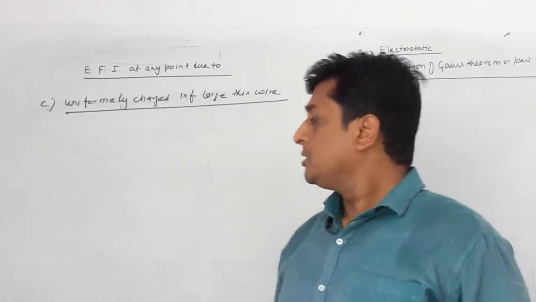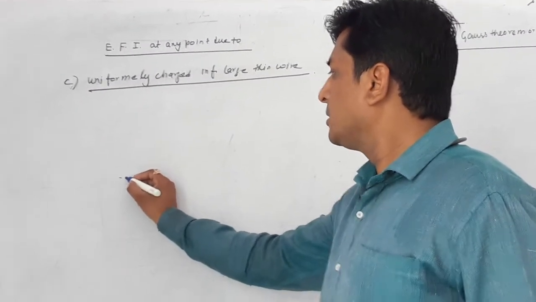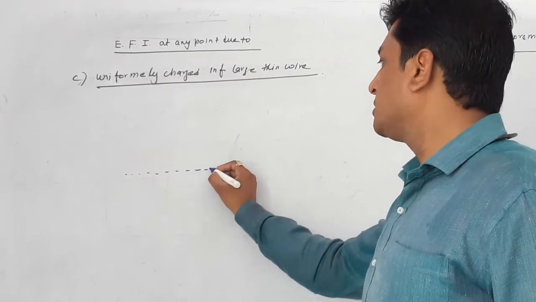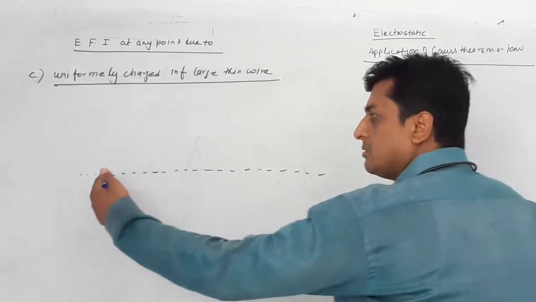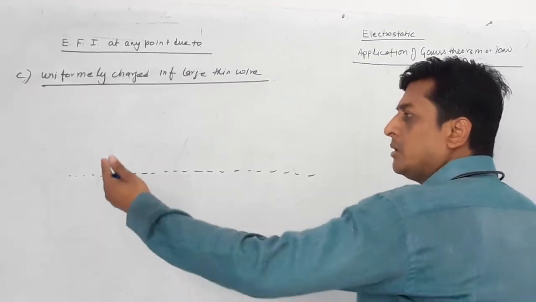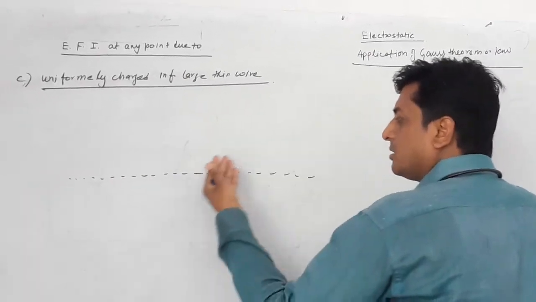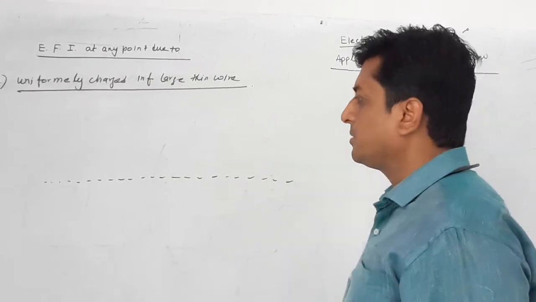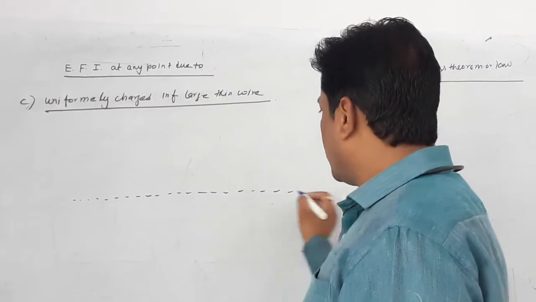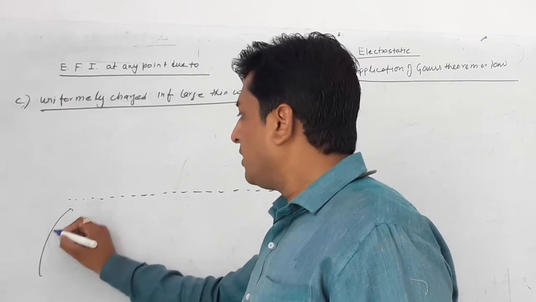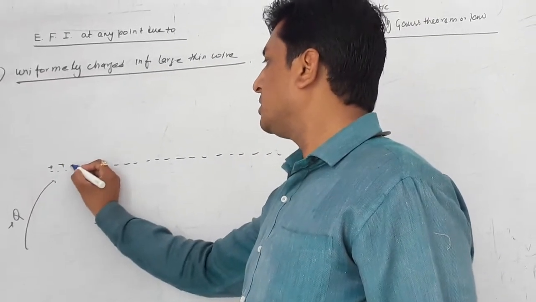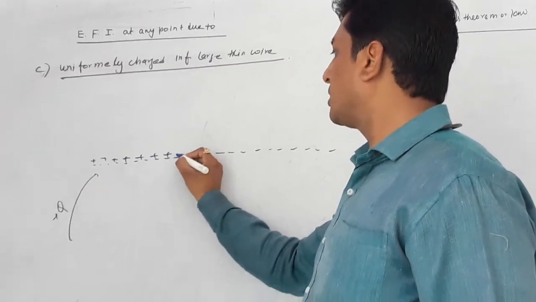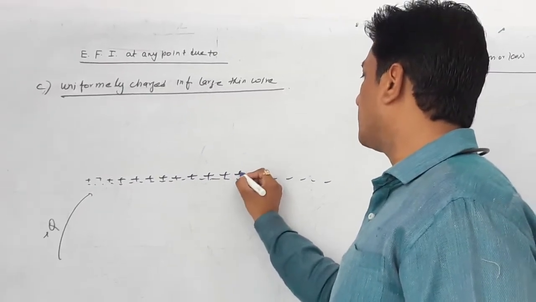Now the third application is an infinitely large thin wire. This dotted line indicates the ends are not clear, from where this wire starts and where this wire ends. In this infinitely large wire, I have given plus Q charge, and that charge is uniformly distributed over the surface of the wire in this way.